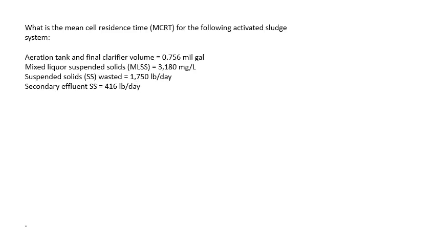What is the mean cell residence time for the following activated sludge system? Your aeration tank and final clarifier volume is 0.756 million gallons. Your mixed liquor suspended solids is 3,180 milligrams per liter. Your suspended solids wasted is 1,750 pounds a day, and your secondary effluent is 416 pounds per day.